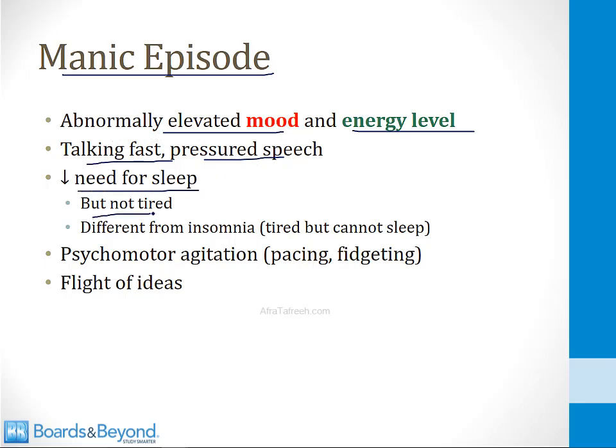This is different from insomnia. These patients just can stay up for days at a time. I met a woman once who didn't sleep for 10 days during a manic episode. They have psychomotor agitation, not retardation. You don't see psychomotor retardation in mania, so they will be pacing and fidgeting during a manic episode. And then they often have flight of ideas. So they keep moving from one thing to the next that they are thinking about or talking about. It's hard for them to stay on a single topic or task.